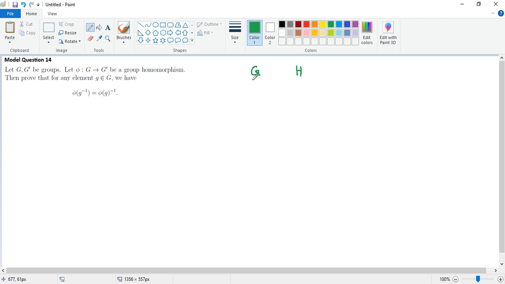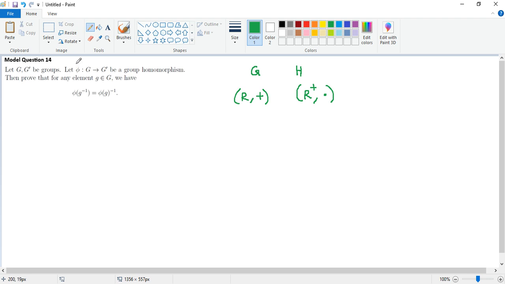So let's take this example of G being the set of real numbers and the operation being addition, and H being another group where you have the set of positive real numbers and the operation is multiplication, right? So for a group homomorphism to exist, we define a function.